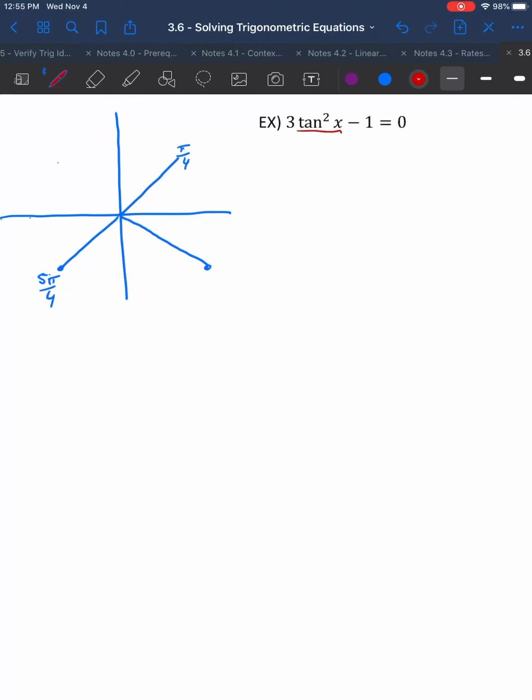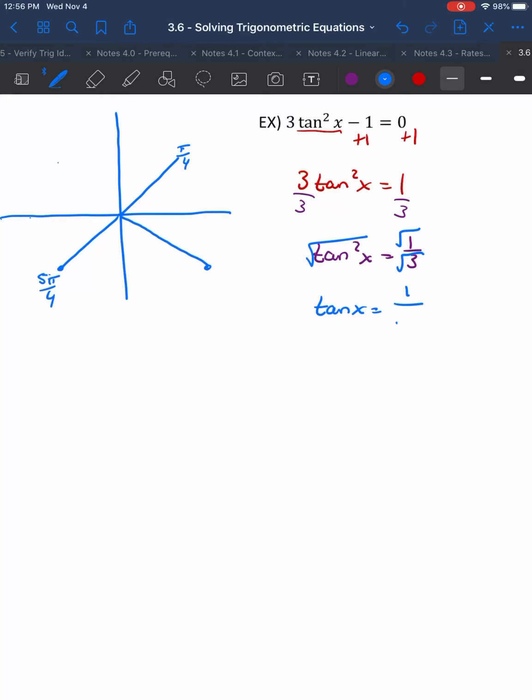All right. Try a tangent. I've got to get the trig function by itself, so first I'm going to add 1 to both sides. Now I'm going to divide by 3. I kind of have my trig function isolated, but there's still that squared. So to get rid of the squared, I'm going to square root both sides. But remember, when you square root fractions, you can just square root the numerator and denominator separately. Square root of 1 is 1 over square root of 3. Make you rationalize, we get square root of 3 over 3.